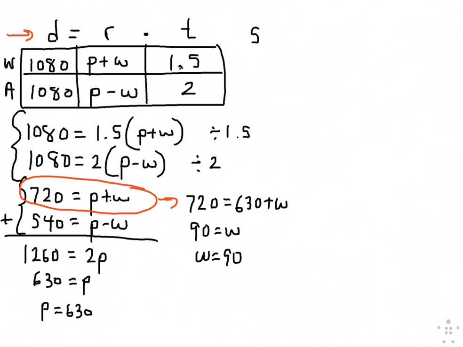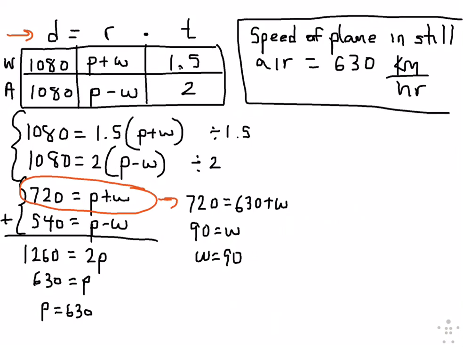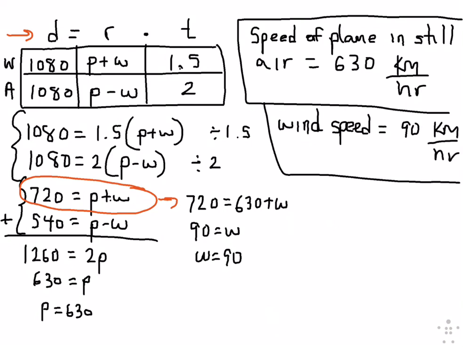So the speed of plane in still air, you have to put that, equals 630, and the units for this were kilometers per hour. Kilometers per hour. So there's the first one. Then the second one is the wind speed. Wind speed equals 90 kilometers per hour. So there's the second answer.